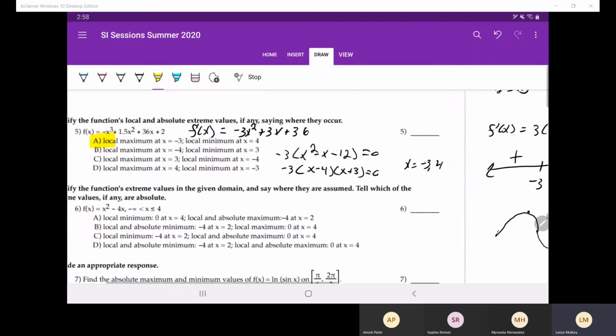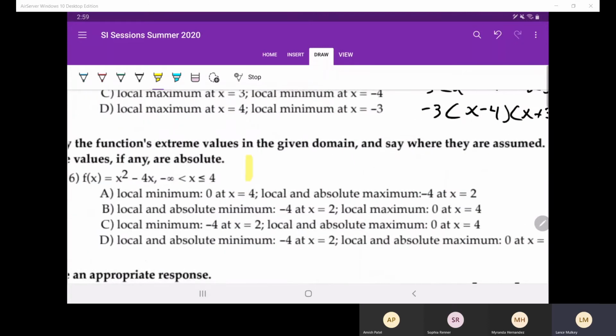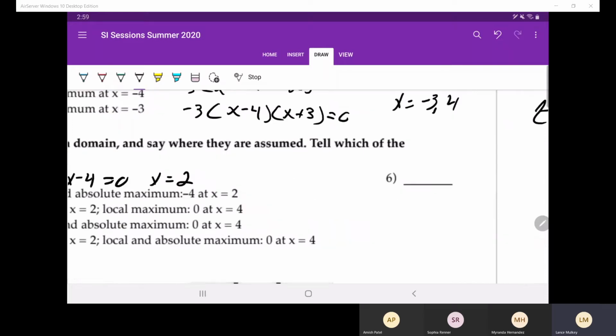I'll move on. Identify the function's extreme values in the given domain and say where they are assumed. Tell which extreme values, if any, are absolute. So you have a domain of negative infinity to 4, and you want to know the extreme values. First off, we take the derivative: 2x minus 4. Set it equal to 0. x equals 2. So you have a critical point at x equals 2.